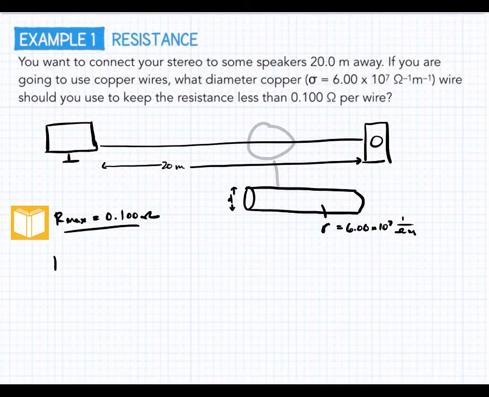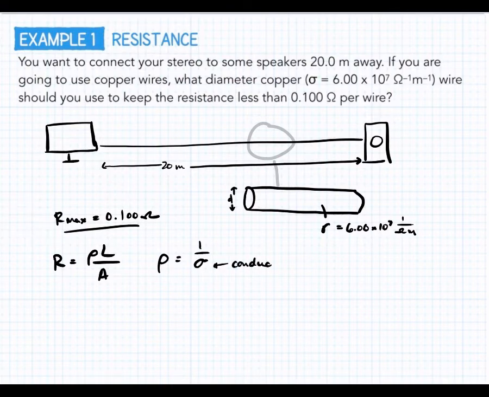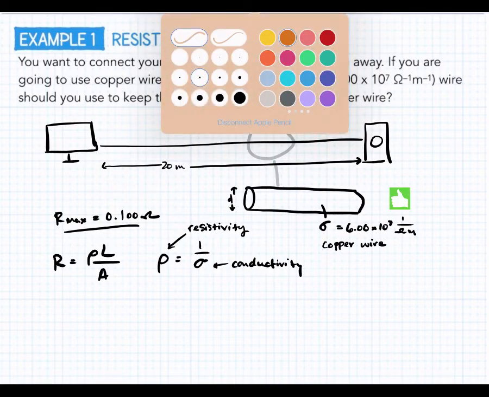We want to use our equation for resistance. Our equation for resistance is rho times the length, where rho is the resistivity, divided by the cross-sectional area. We also know that rho is equal to 1 over sigma, which is the conductivity. So here are our equations. We also want to write down what we know. This is sigma, the conductivity, and this is for copper. And I guess we can make copper wire sort of copper colored.